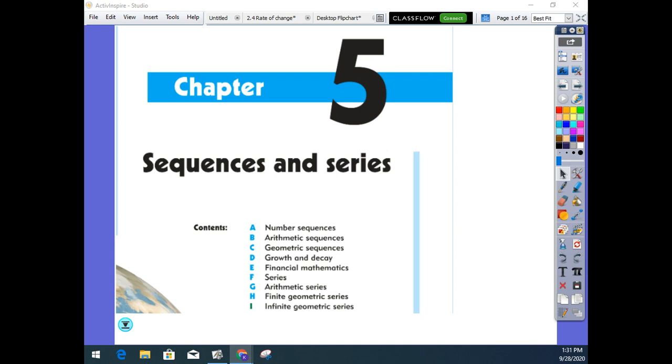Okay, so chapter 5 is all about sequences and series. I'm going to tell you that section A is extremely easy. It's just your basic terminology. If I had to say anything about this chapter, it's the notation that's difficult. Once you totally start to understand the notation, the math is not terrible.